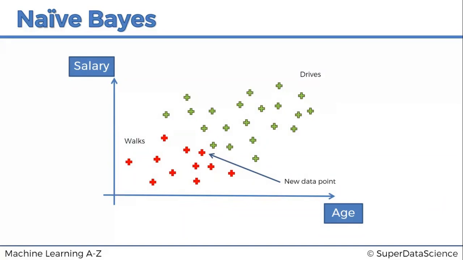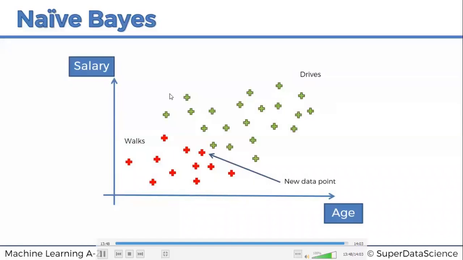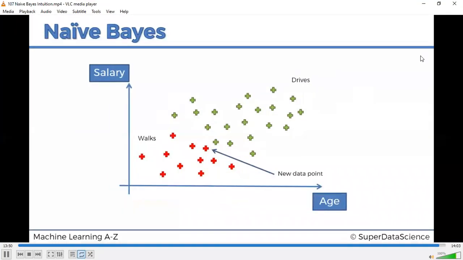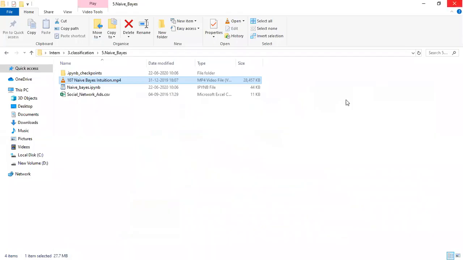There we go. That is how the naive Bayes algorithm in machine learning works. I hope you found this tutorial useful. I'm pretty excited and pretty proud.